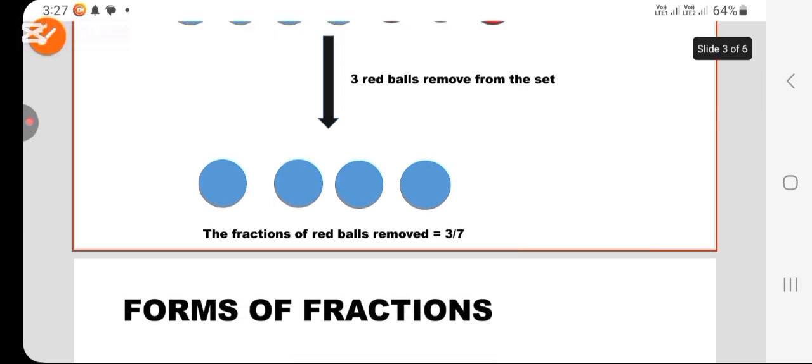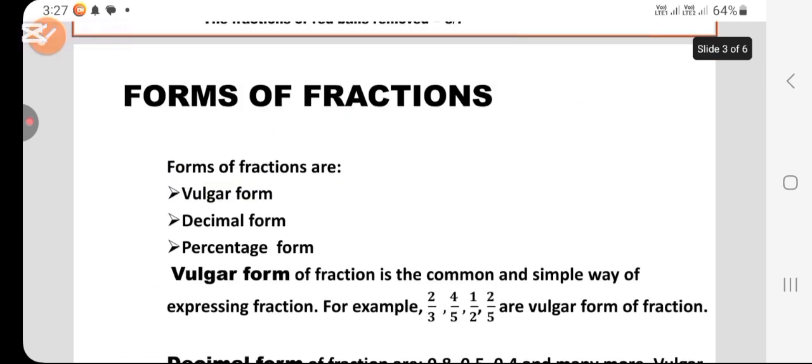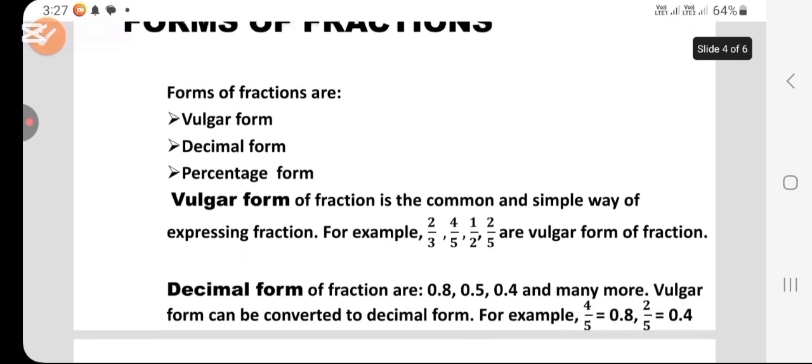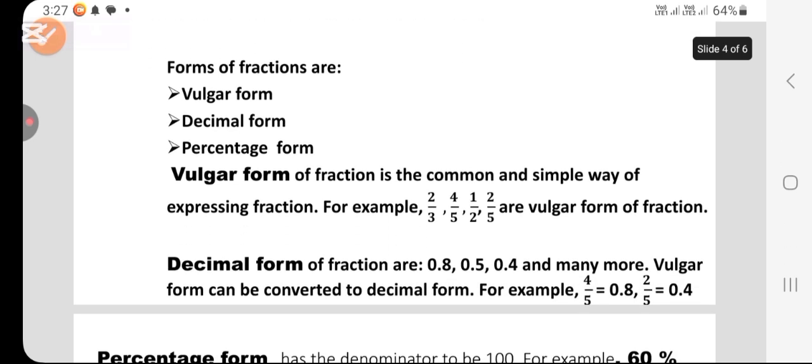Let's proceed to the forms of fraction. What are the forms of fraction that we have? I told you earlier that we have the Vulgar form of fraction, the decimal form of fraction, and the percentage form of fraction. What is the Vulgar form of fraction? The Vulgar form of fraction is the common and simple way of expressing fraction. That's the Vulgar form of fraction.